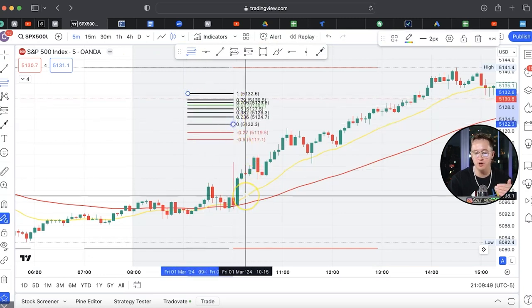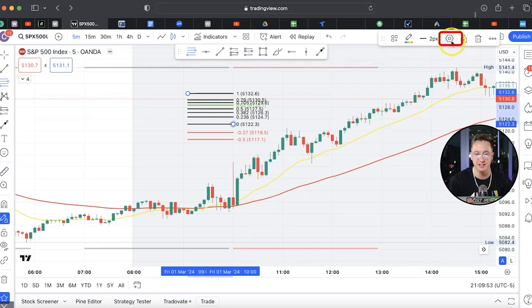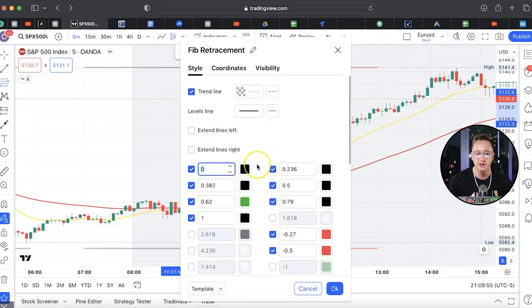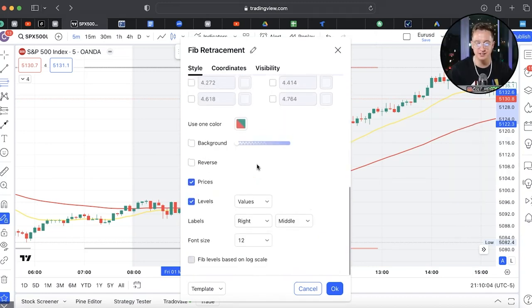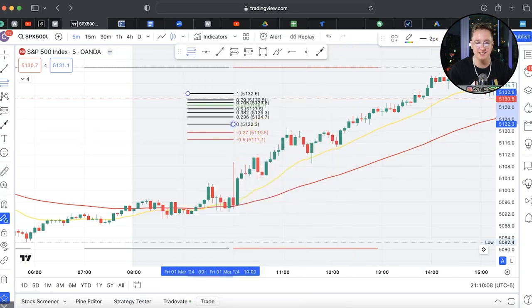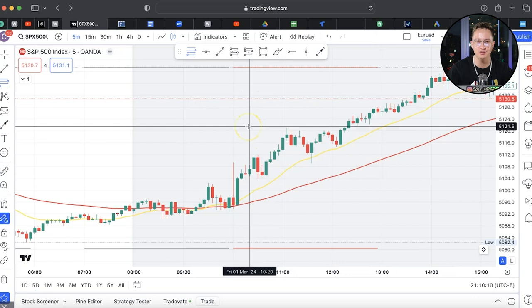Now before I put it on the setup, let me give you guys my settings. If you guys go to the settings tab right here, you want to take a screenshot right now, take another screenshot right now, and then take a screenshot right now. These are all my Fibonacci settings, and I'm going to show you how to use this tool.